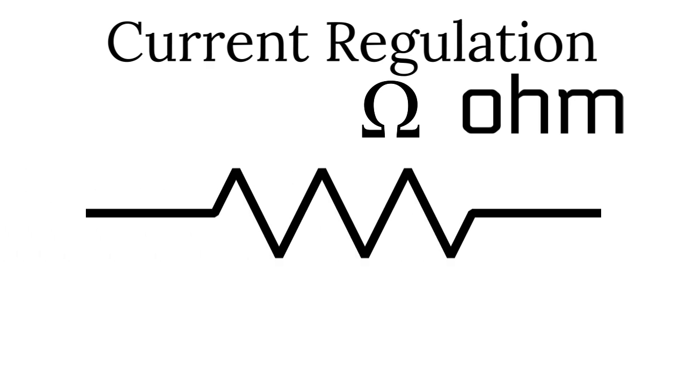The values of resistances are expressed in ohms. For example, a resistance of 100 ohms, 470 ohms, and so on. Its circuit symbol is shown in the picture. Additionally, resistances are denoted by the letter R.